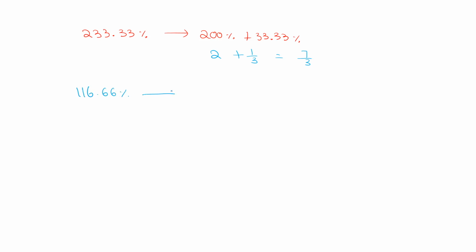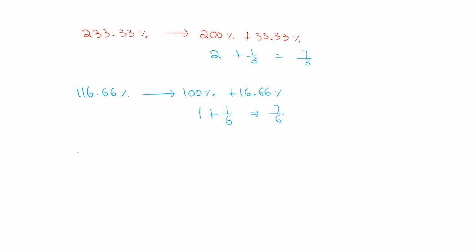If you are given 116.66%, it is to be converted into a fraction. Observe, it is 100% plus 16.66%. For 100% we can take 1, and for 16.66% we can take 1 upon 6. That is going to be 6 plus 1, that is 7 upon 6. That is the fraction representation of the percentage.